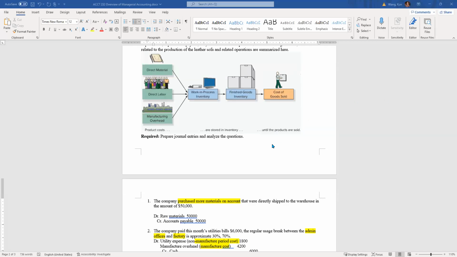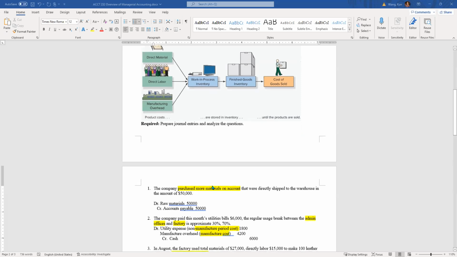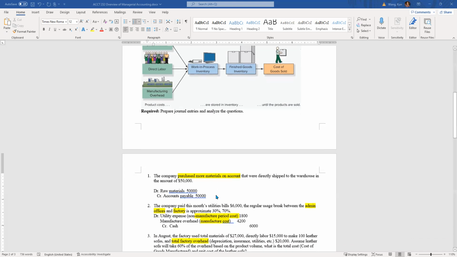Now let's start to look at the detailed transactions that happened in August for making the different sofas. First transaction, the company purchased the mold materials on account that were directly shipped to their warehouse. Because for manufacturing industries, they need different types of raw materials to make the products.